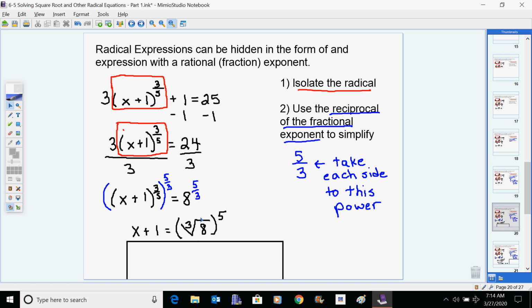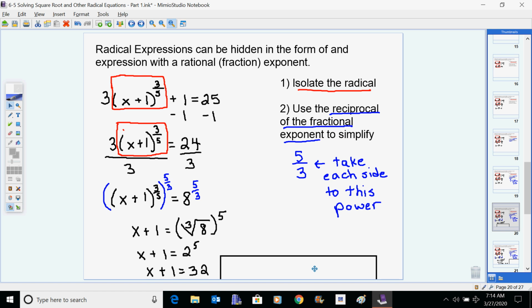But we have the cube root of 8 to the 5th power, which is not really too hard because the cube root of 8 is 2. And 2 to the 5th power is 32. And then you can easily take away 1 and get 31. And you've solved this thing that looks like it was going to be super difficult, but not if you take it one step at a time.